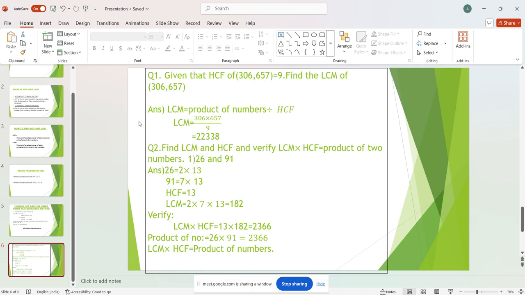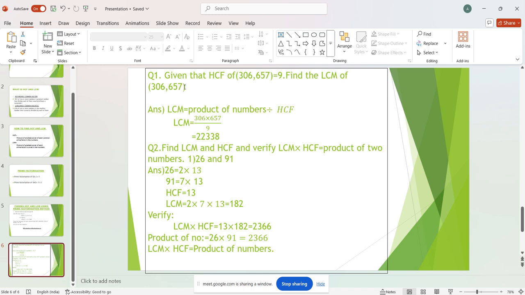Then another question, same like that. LCM is given, and you have to find HCF. It is the same process: the product of the numbers divided by LCM gives the HCF. Okay. Then one more question: find LCM and HCF and verify. Taking one example, verify that LCM into HCF equals the product of the two numbers.